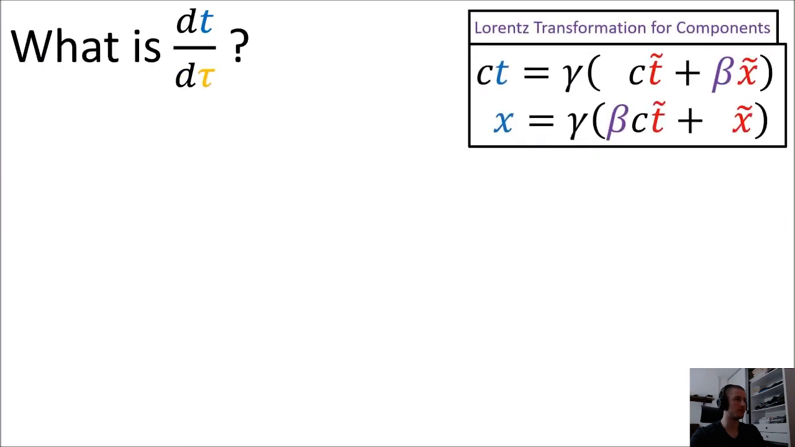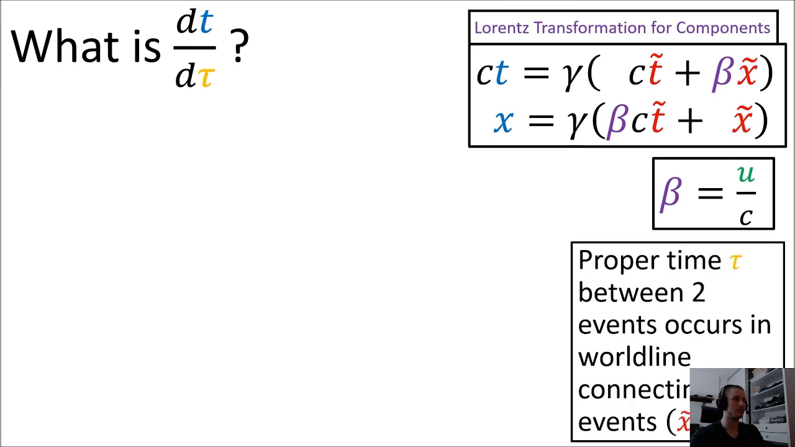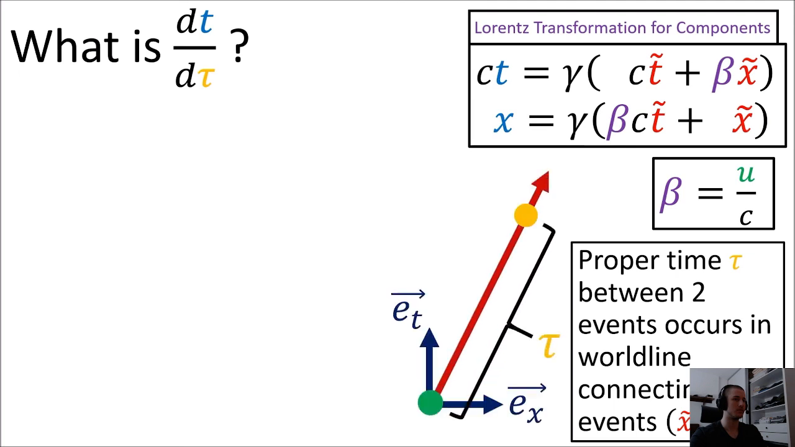Recall the Lorentz transformation between a coordinate system ct tilde and x tilde to another coordinate system ct and x. Here, beta is just the fraction of the speed of light, u over c, and gamma equals 1 over the square root of 1 minus beta squared. Recall that the proper time tau between two events is the time measured between events in a coordinate system where the events happen at the same position. Let's say in the frame ct tilde and x tilde, these two events happen at the same position, so x tilde equals 0 between these two events.